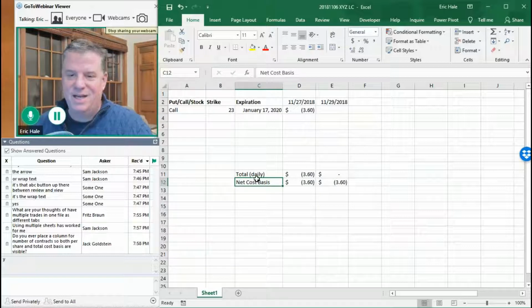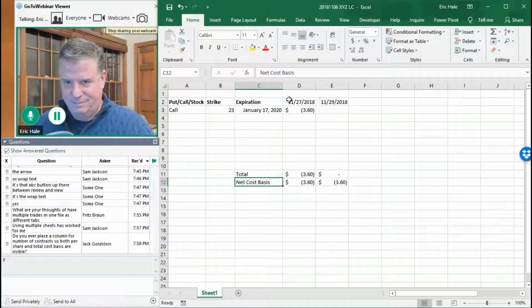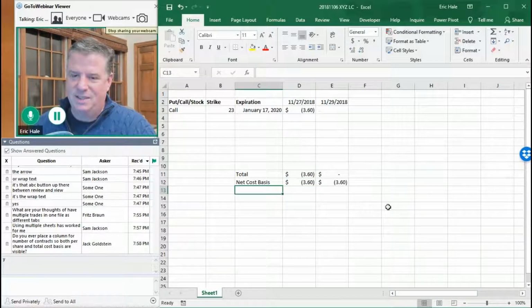Sometimes the reason I don't say daily though is there have been times when I've made more than one transaction in a day. So I've had the same date twice where I bought and sold in the same day. So it's not really the daily total, it's just the total for that column. So the net cost basis is here. Right now it's a long call, and 360 is the net cost basis.